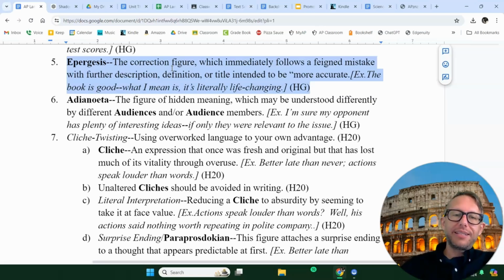So in this case, you've got that example. The book is good. What I mean is, it's life-changing. So you're starting by just this ho-hum little, it's good. No, wait, I stand corrected. It is life-changing, okay? Think about how much more impassioned that will seem rather than just saying from the get-go, the book is life-changing. Compare that to, the book is good. What I mean is, it's literally life-changing, okay? So, yeah, there's a big difference in that case.